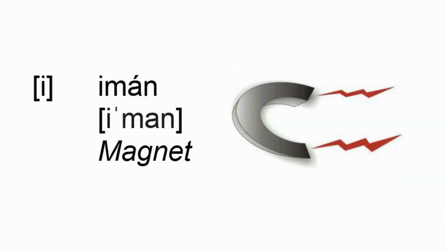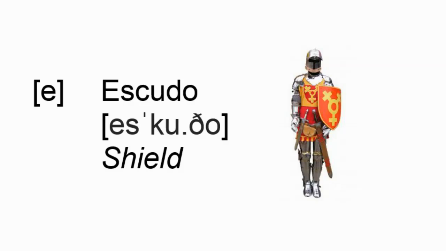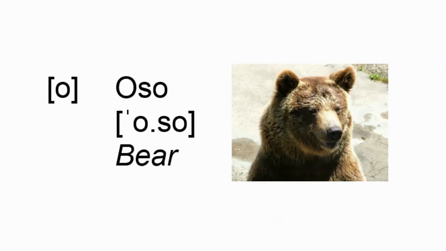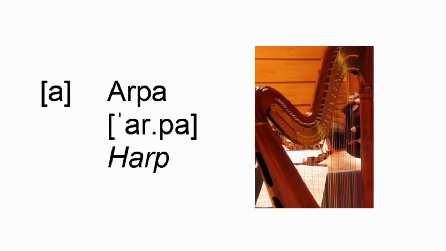And that's it for Spanish vowels. To quickly review, we have 5 basic vowels. I as in imán, U as in uva, which are both extremely similar to their English equivalents. E as in escudo, which is usually somewhere between English's E and I. O as in oso, which is similar to our first vowel in O as in bone. You just stay on that beginning O part. And A as in arpa, which is basically English's A vowel with spread out lips.